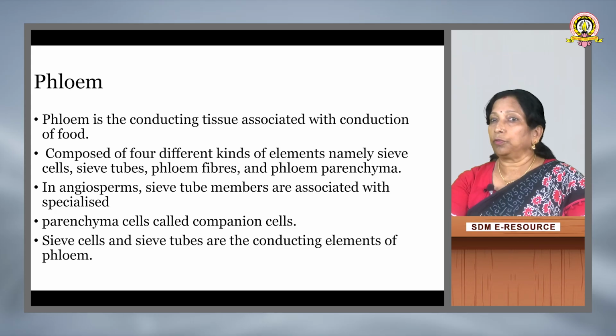Next we will study about phloem. As I told you already, phloem is a food conducting tissue and it consists of 4 different types of elements. They are sieve tubes, companion cells, phloem parenchyma and phloem fibers. In angiosperms, sieve tube members are associated with specialized parenchyma cells called companion cells. Sieve cells and sieve tubes are conducting elements of phloem.